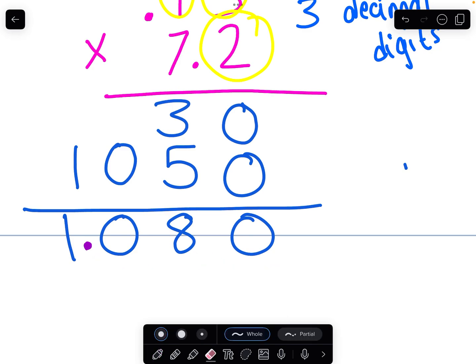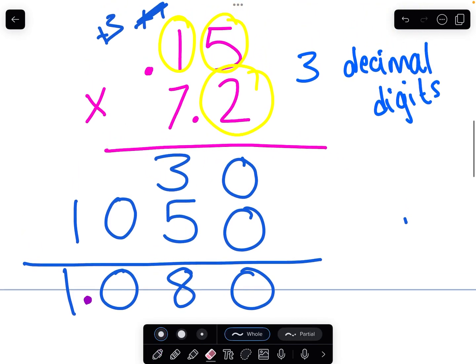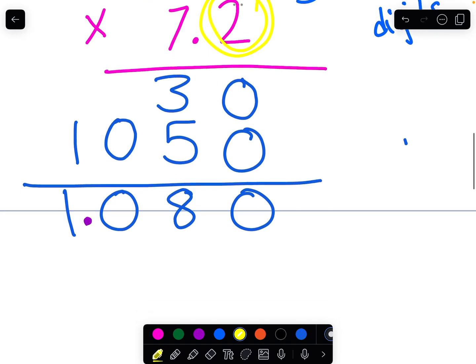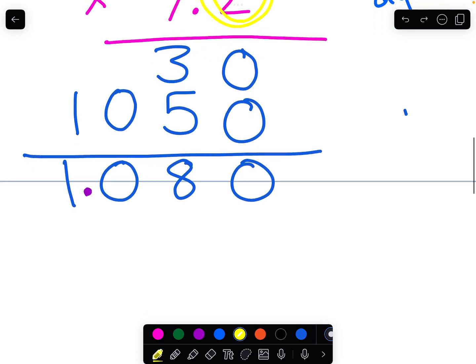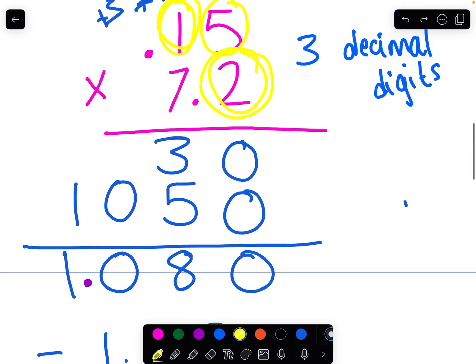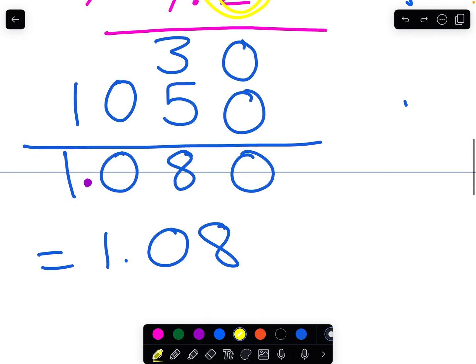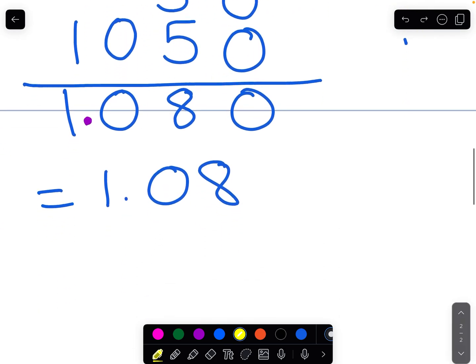And that's where the decimal point goes. Another way to think about it is if I have these 3 decimal digits, I'll have an equal number of decimal digits in my answer. 1, 2, 3. So now my answer is 1.080, which is the same as 1.08. So it's up to you if you want to keep that 0 there or not, but that's what we've got. So 0.15 times 7.2 equals 1.08.